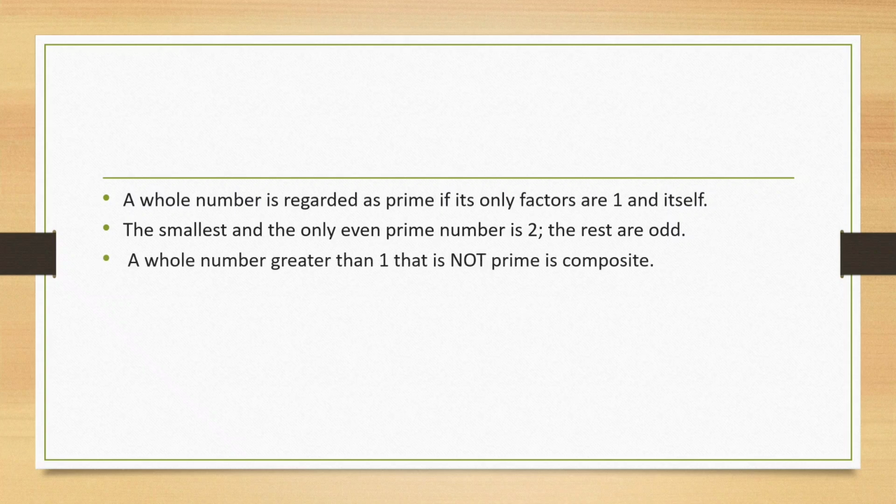A whole number greater than 1 that is not prime is composite. As we say, if a number is not prime, that number is considered to be a composite number. A composite number is a number that has more than two factors. Which two factors? 1 and itself. If a number has more than those two factors, apart from 1 and itself some other factor, that number is considered to be a composite number.